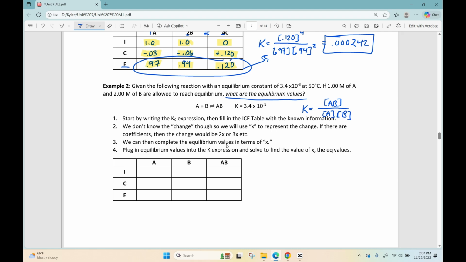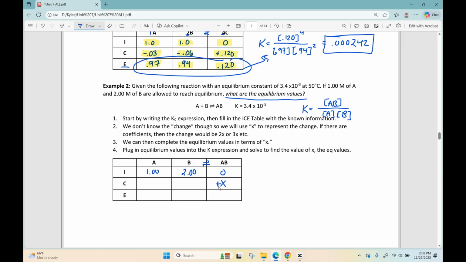My next step is I'm going to fill in the information that's given to me in the problem. It tells me that A is 1 and B is 2, and my product, AB, should be 0 initially. The fun part here is that I don't know how much it's changing by. So I'm going to let that equal x in my equation.